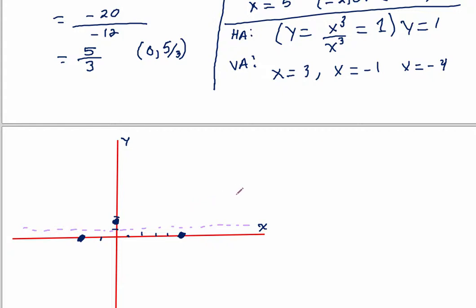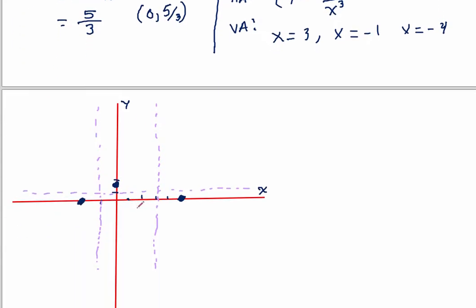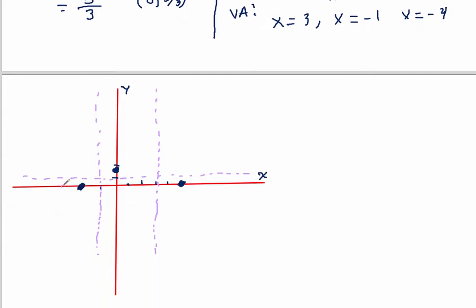And then we've got a vertical asymptote at x = 3. So 1, 2, 3, we've got a vertical asymptote here. And at x = -1, we've got a vertical asymptote. Now remember, the function does not pass through vertical asymptotes. We can pass through horizontals, but that's a special case. But we do not pass through vertical asymptotes. And then we've got another one at x = -4, okay? So -1, -2, -3, -4, and so we've got one right here also. Okay, woof, this is going to be a crazy looking function, isn't it?